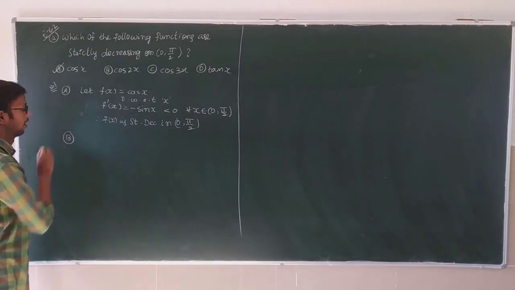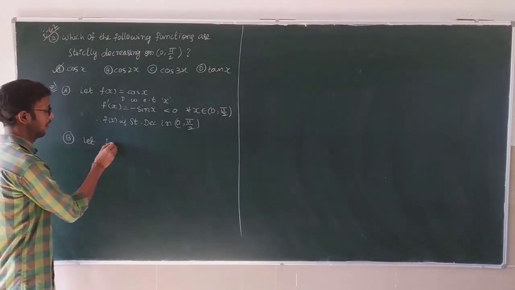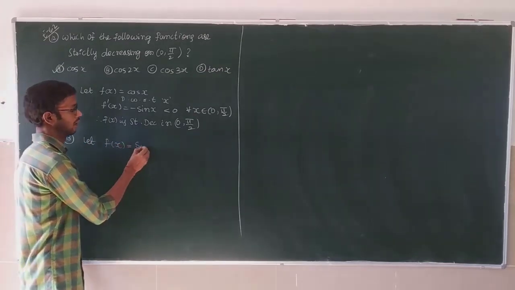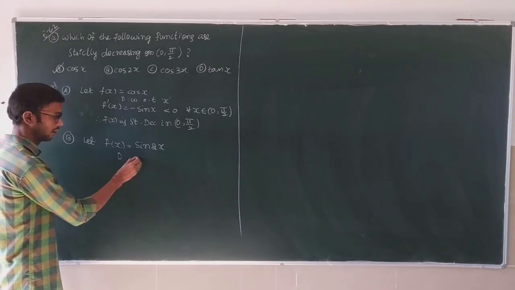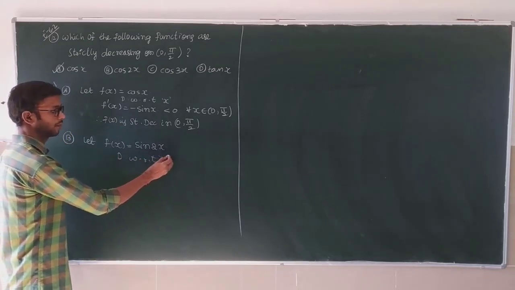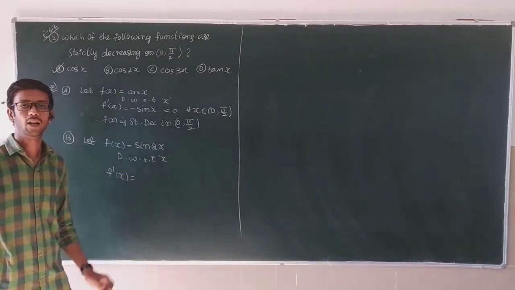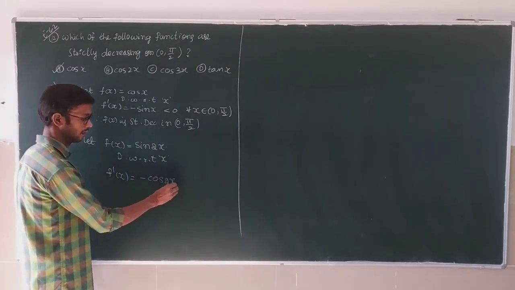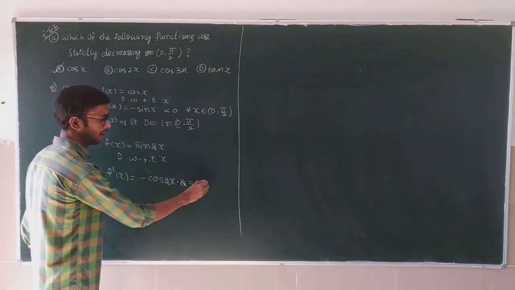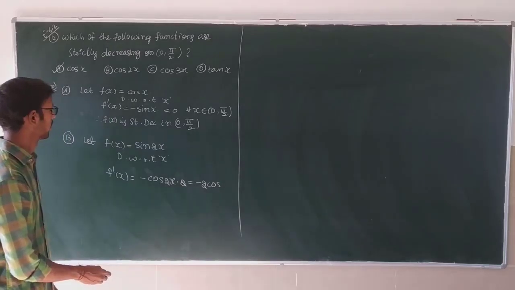Next option, next problem number B. Let f of x is equal to sin 2x. So derivative with respect to x: f dash of x is equal to the derivative of sin 2x, which is cos 2x into 2, that is 2 cos 2x.